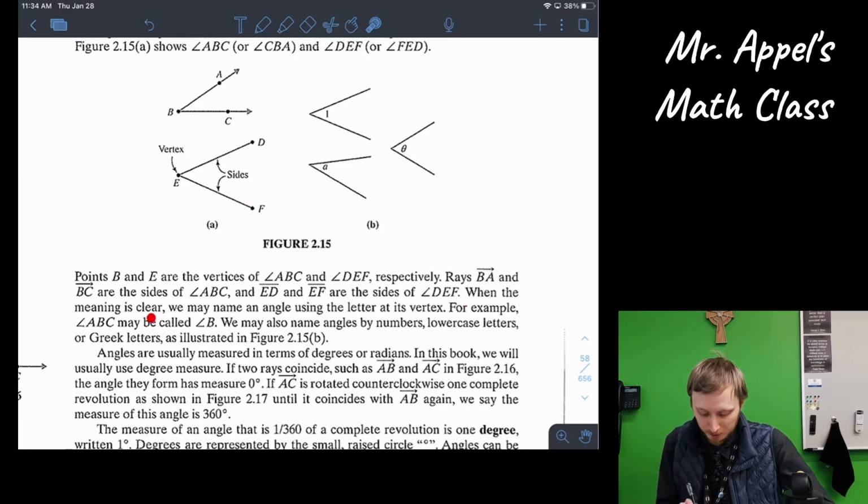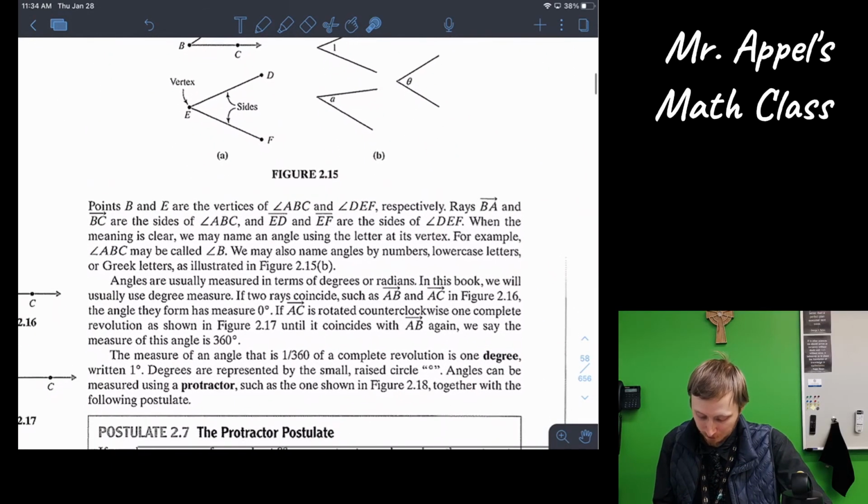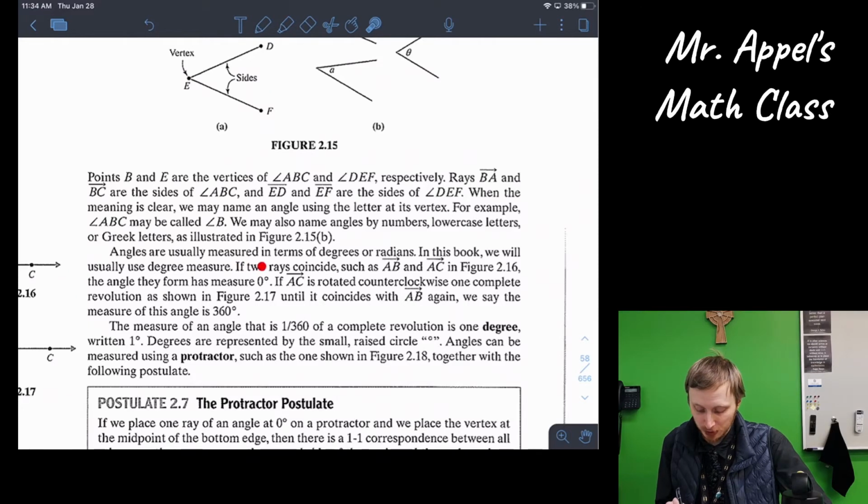When the meaning is clear, we may name an angle using the letter at its vertex, a single letter at a time. For example, angle ABC may be called angle B. We may also name angles by numbers, lowercase letters, or Greek letters, as illustrated in 215b. Okay? So those indicators would be on the inside of the angle here. So we have angle 1, here is angle A, and here is angle theta. Angles are usually measured in terms of degrees or radians. In this book, we will usually use degree measure.